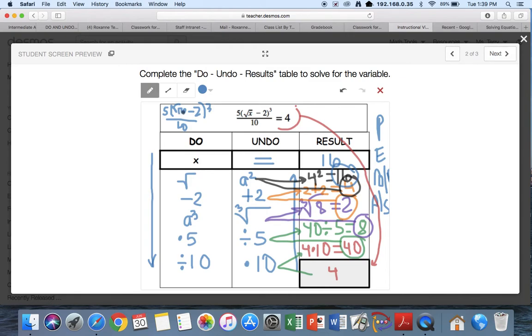Well, the square root of 16 is 4, so I'm going to erase that and put in 4. Now I have 4 minus 2. Well, 4 minus 2 is 2, so I'm going to erase those and put in 2. Well, 2 to the 3rd power, so 2 times 2 is 4, times 2 is 8, so that whole thing is 8. So I'm going to erase this and type in 8.